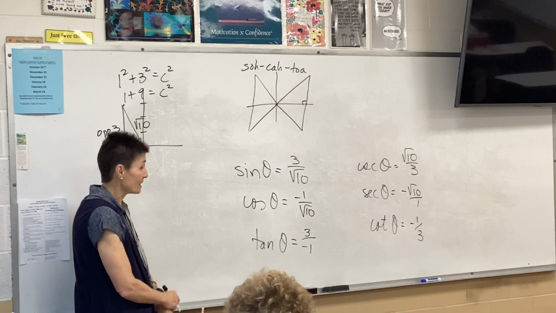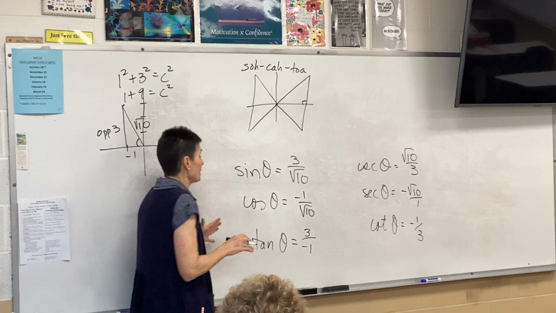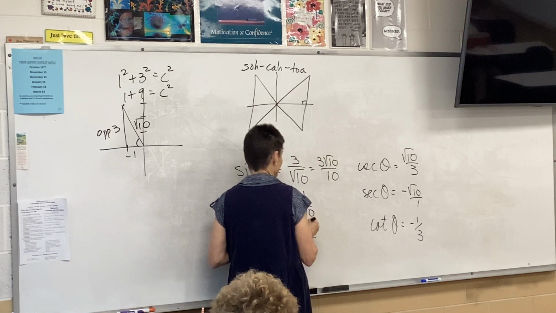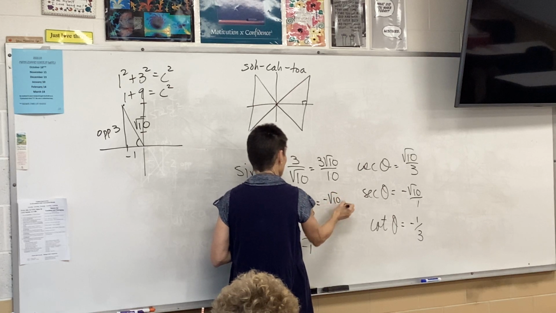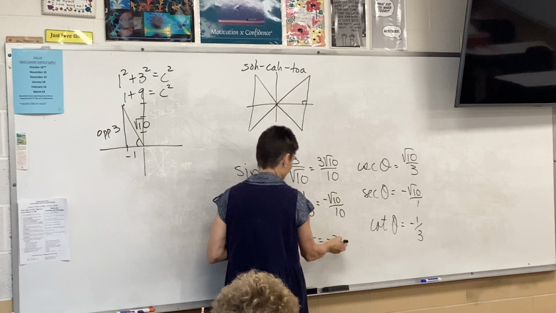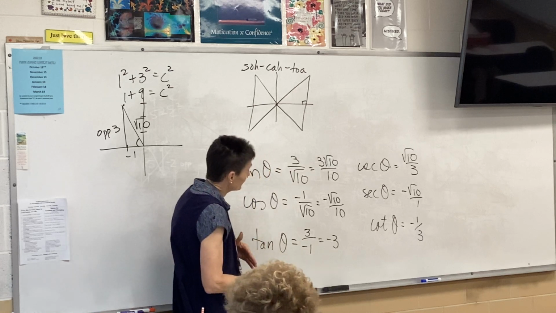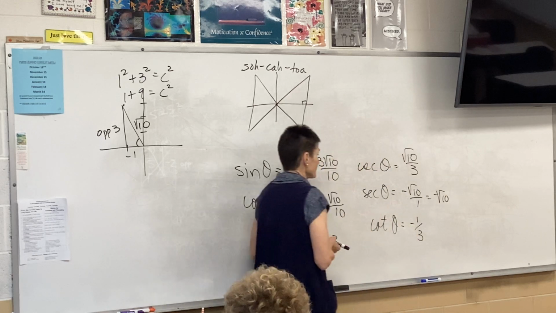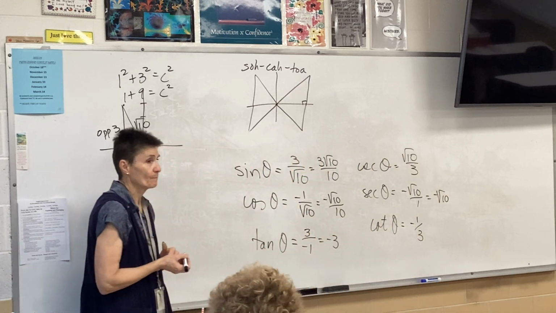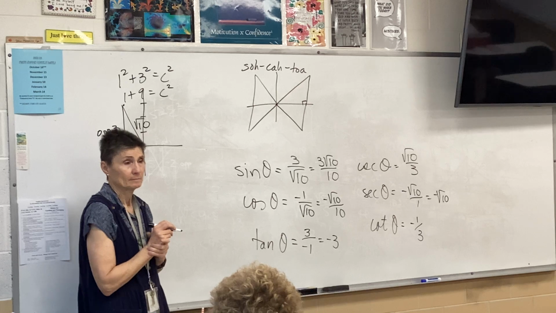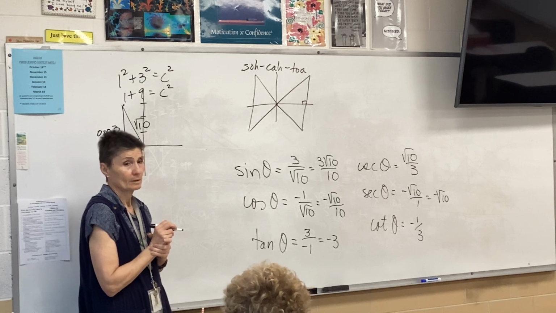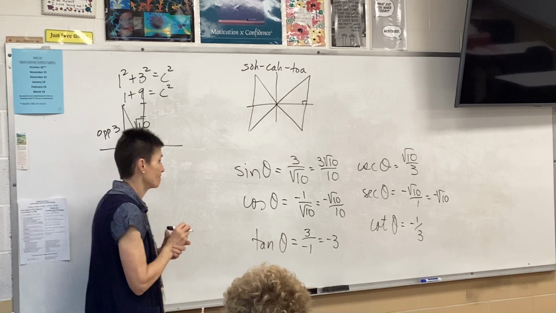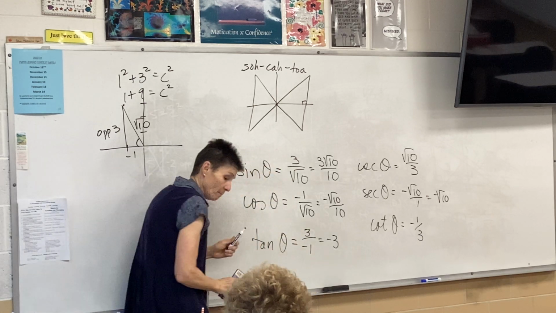Now we'll go back and anything that needs cleaned up, we'll clean up. So we need to bring our root 10 up, so 3 root 10 over 10. Negative root 10 over 10, and that's -3. And this is negative root 10. Because anything divided by 1 is just itself. Are we in agreement with that, everybody? All right, one more.